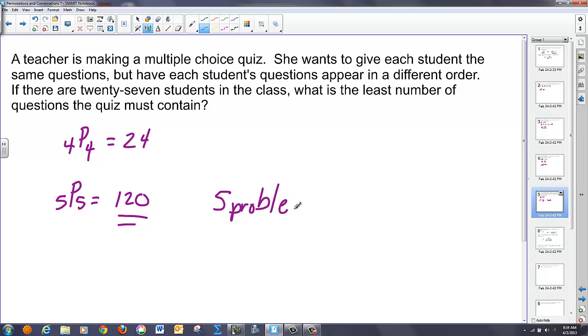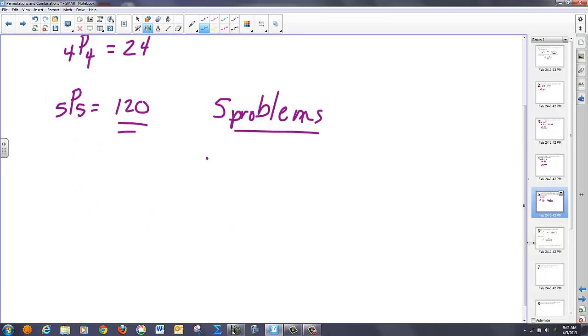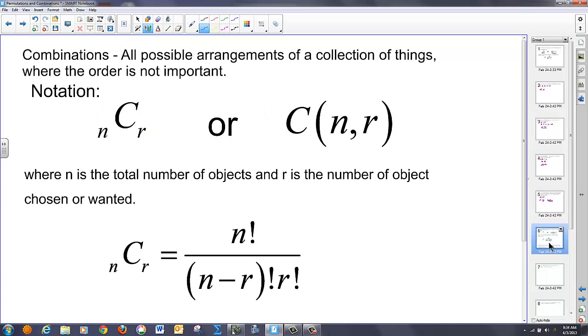So this wasn't just a plug and chug problem. You had to understand what it was asking first, and then actually guess and check a couple of different ways to make the problem up to get your answer. And that's going to be some of the stickiness involved in solving some of these problems.